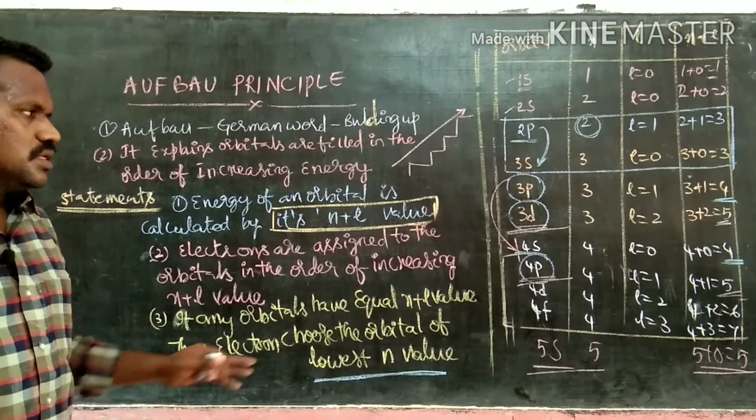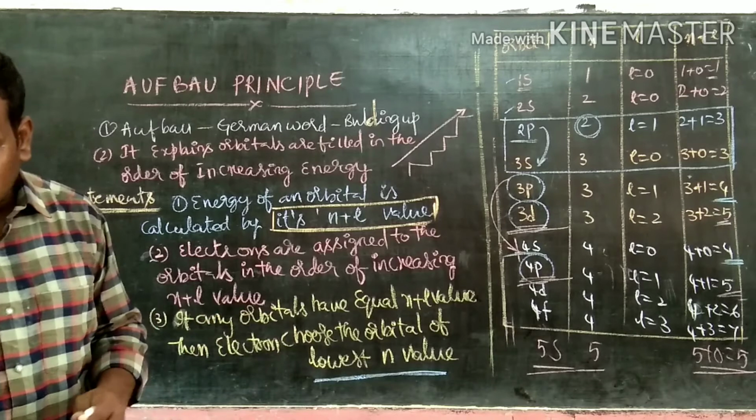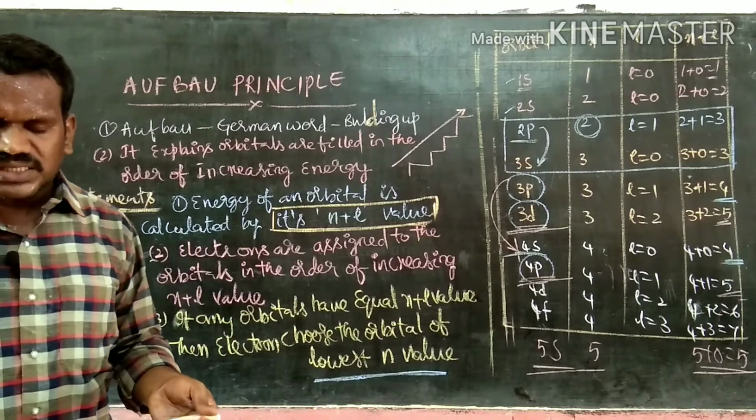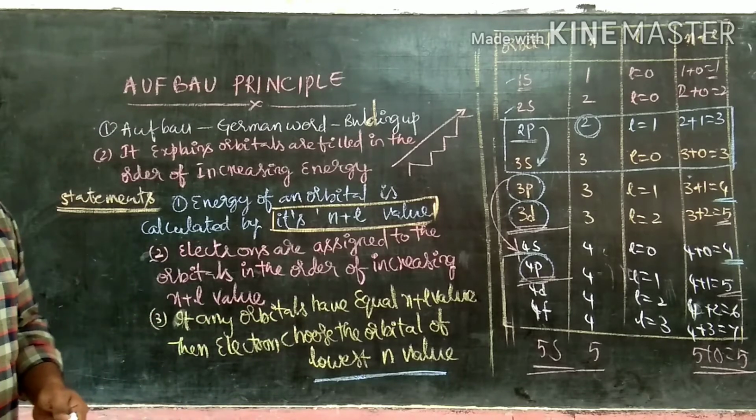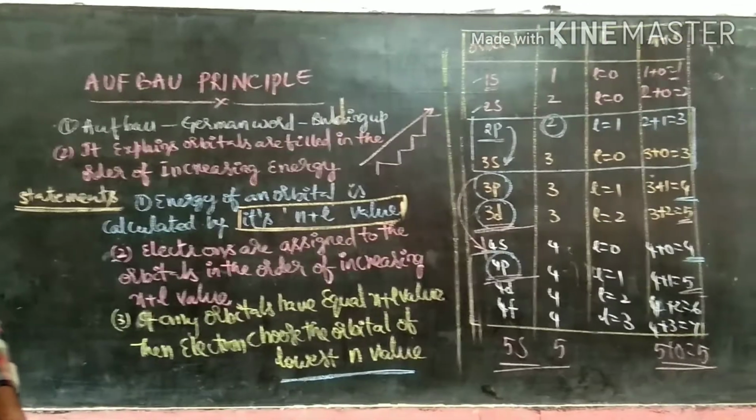Let us discuss the next rule which is used to describe the electronic configuration of elements, that is nothing but Hund's rule.